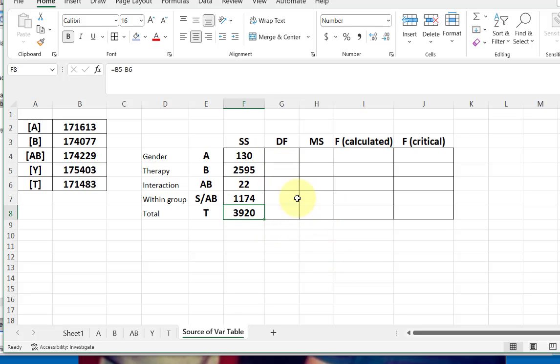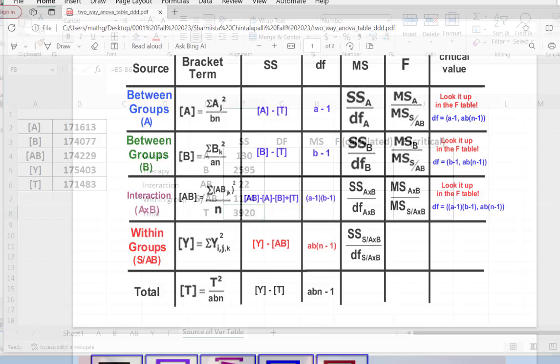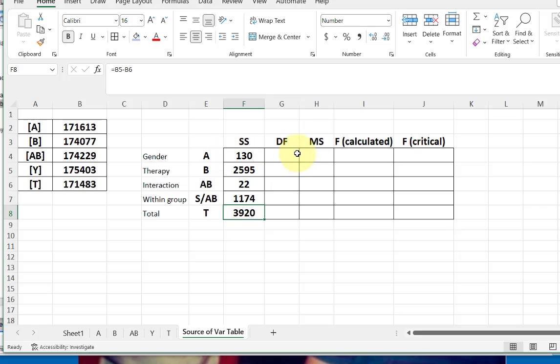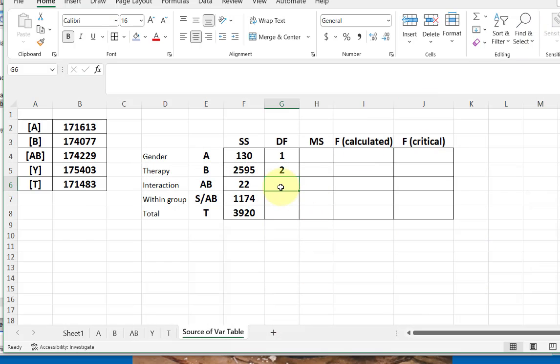Okay, now degrees of freedom. So degrees of freedom are number of levels minus 1, and the rest of this stuff we'll just do one at a time. So there are 2 levels of gender. 2 minus 1 is 1. There are 3 types of therapy. Minus 1 is 2. And I think that's A minus 1 times B minus 1. Let's double check. Right, A minus 1 times B minus 1. So 2 minus 1 is 1. 3 minus 1 is 2. So 1 times 2 is 2.